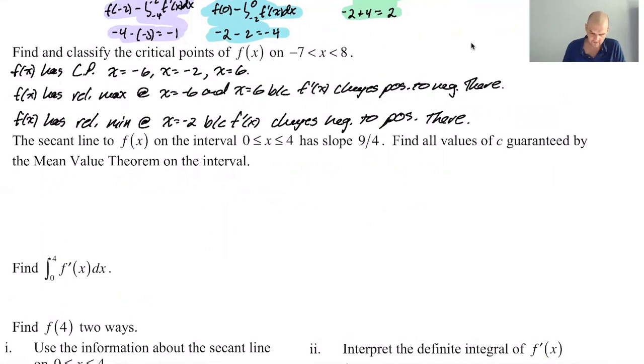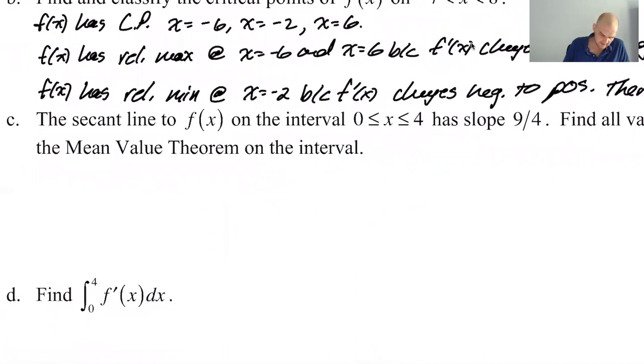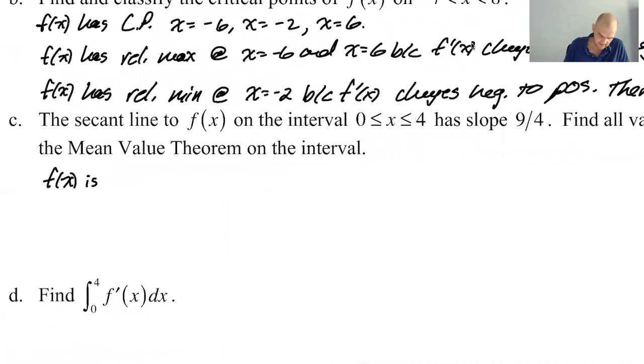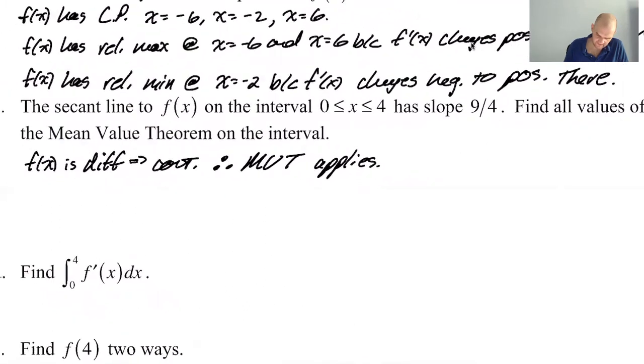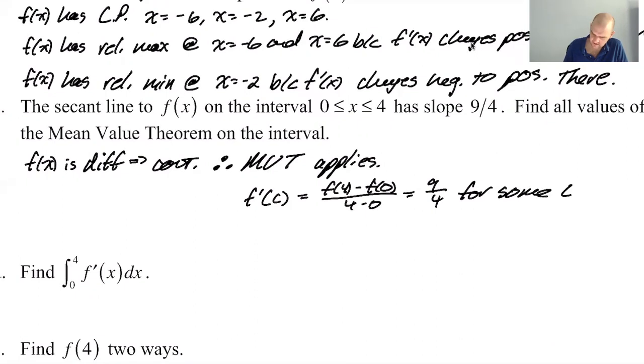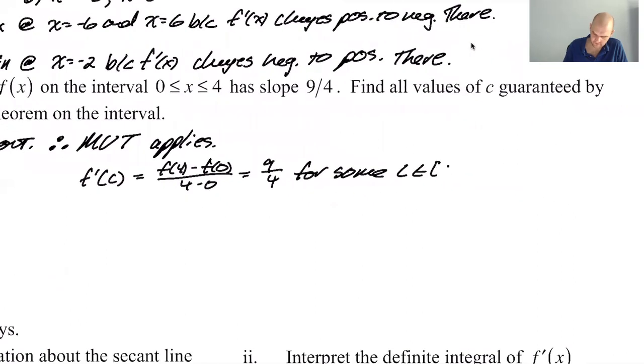I'm gonna write that. F of x is differentiable, which implies continuous. Therefore, MVT applies. Okay, so what does that tell us? That means that f prime of c equals f of 4 minus f of 0 over 4 minus 0, which actually we're just told is 9/4, for some c which is an element of 0 to 4.